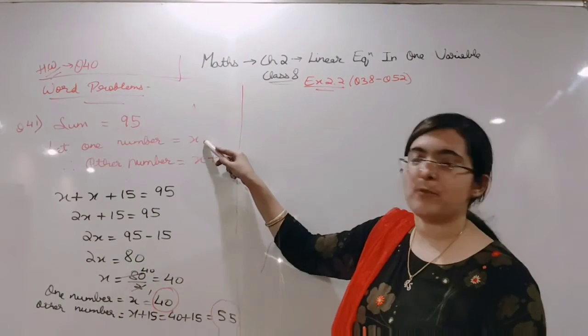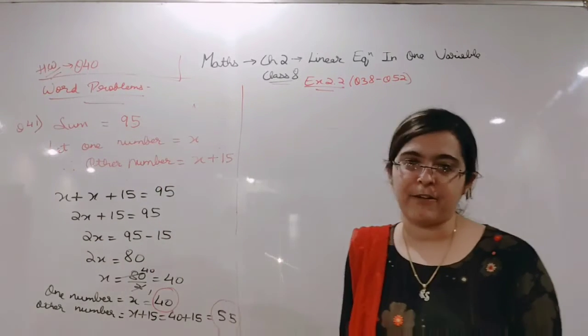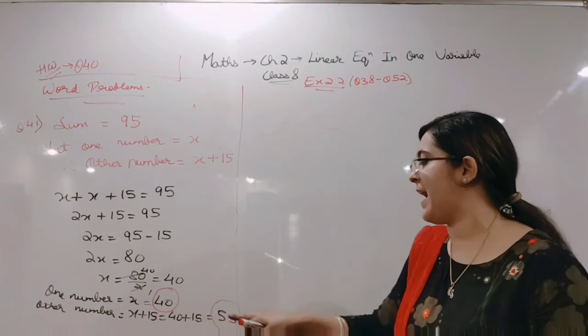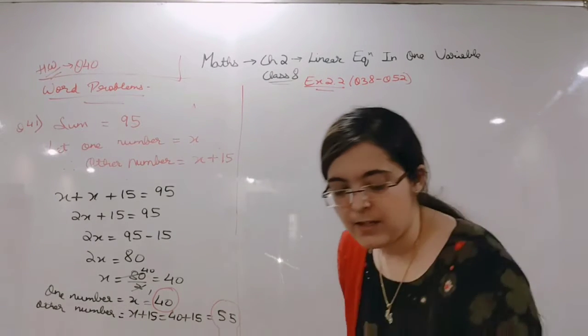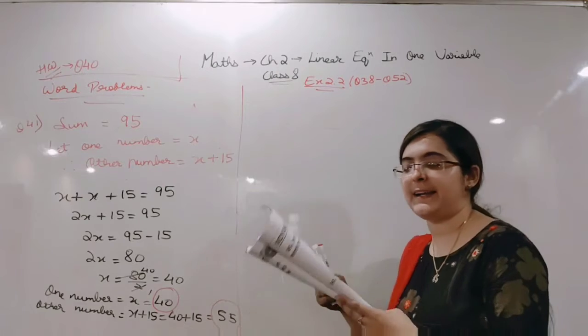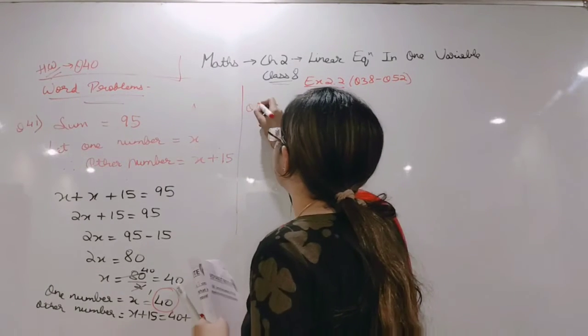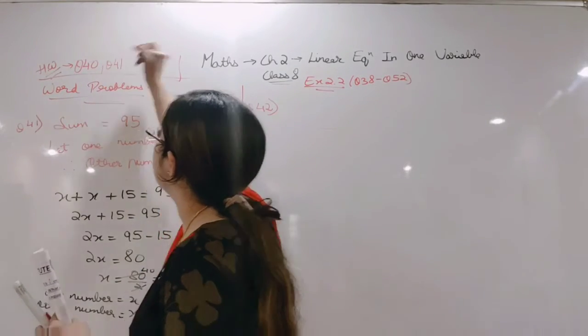What we have done, we have assumed one number, then the second number, and taken their sum as 95. So you will write it in words that the two numbers are 40 and 55. Okay, understood this? Note it down in your question booklet and let's move on to question 42. This will also be your homework to solve in another copy.